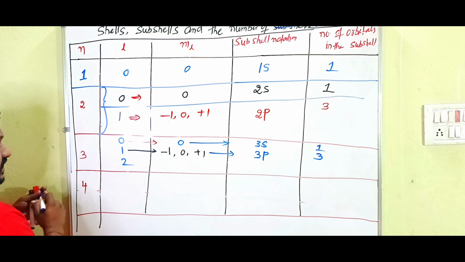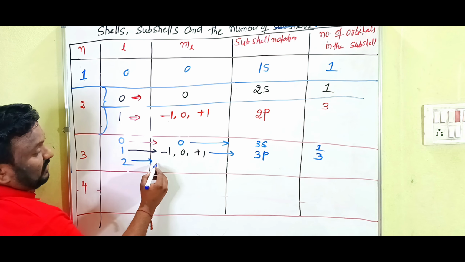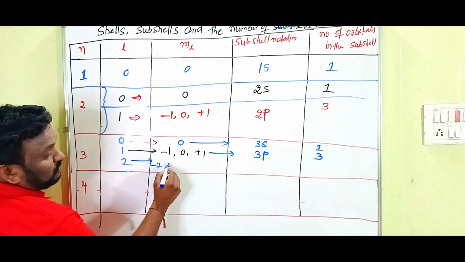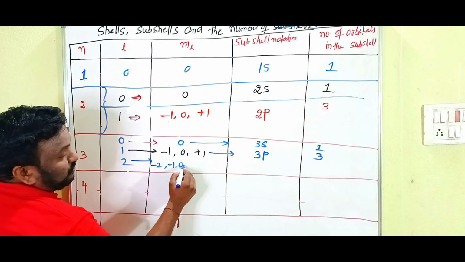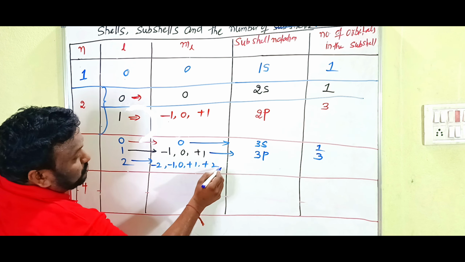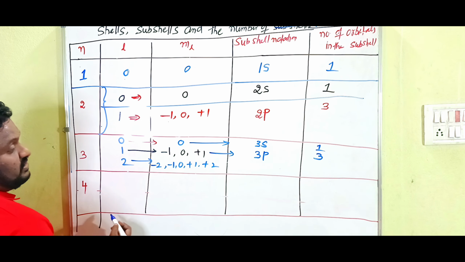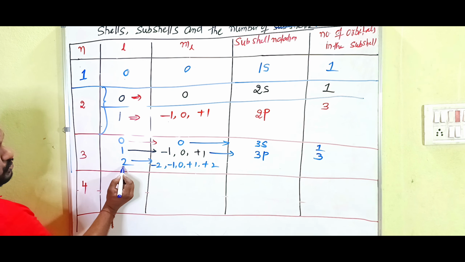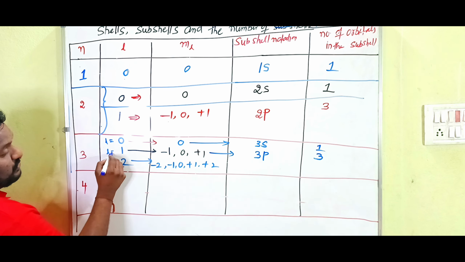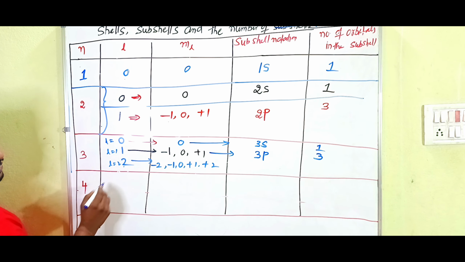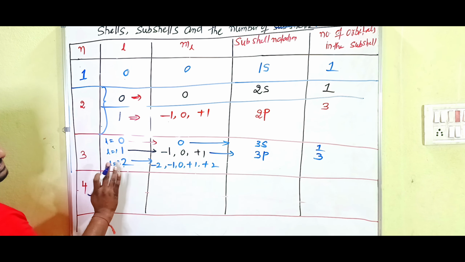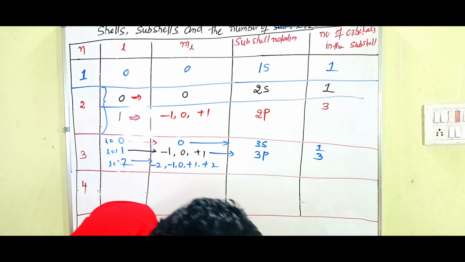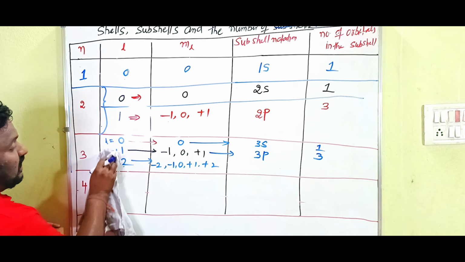When n is equal to 3 and the L value is 2, we can write the values -2, -1, 0, plus 1, plus 2. Clear? Here L is equal to 2. So this is L equal to 0, L equal to 1, and this is L equal to 2. When L is equal to 2, obviously that is the d orbital. What is it? D orbital, children.